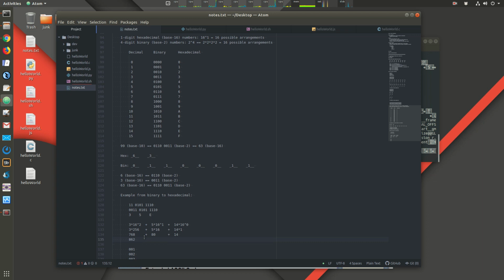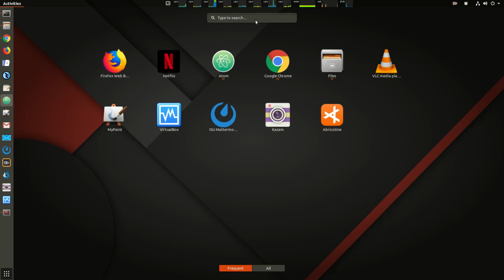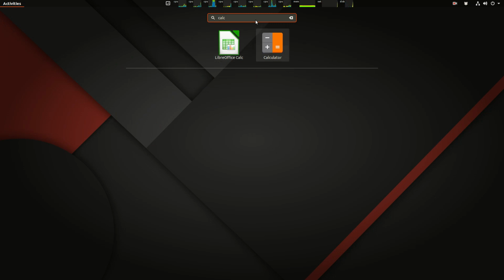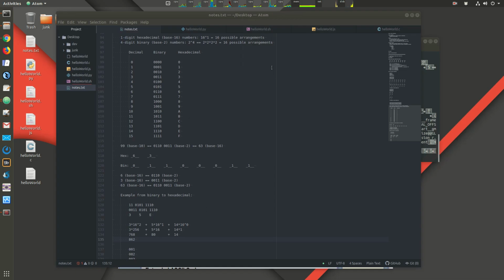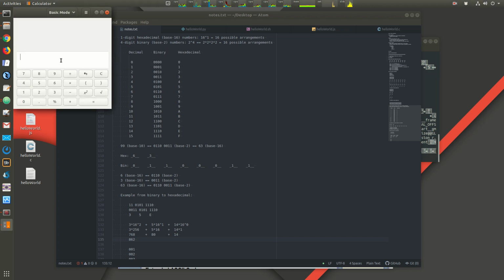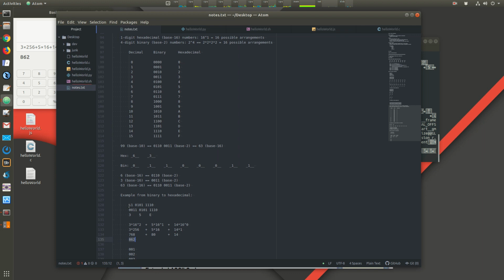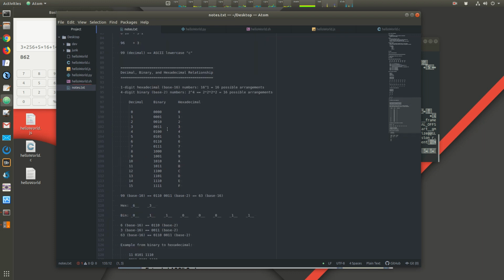We can get out a calculator and double check my math on that. 3 times 256 plus 5 times 16 plus 14 is 862. Okay, so that's the relationship between binary and hexadecimal, and it's very important. It comes up all the time in computer science.